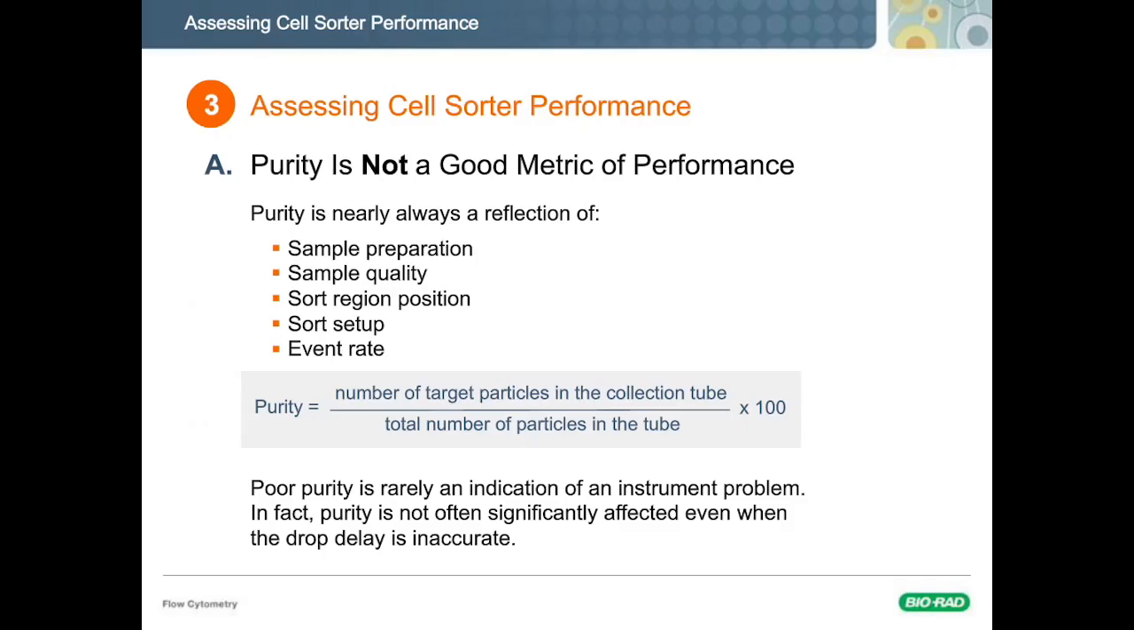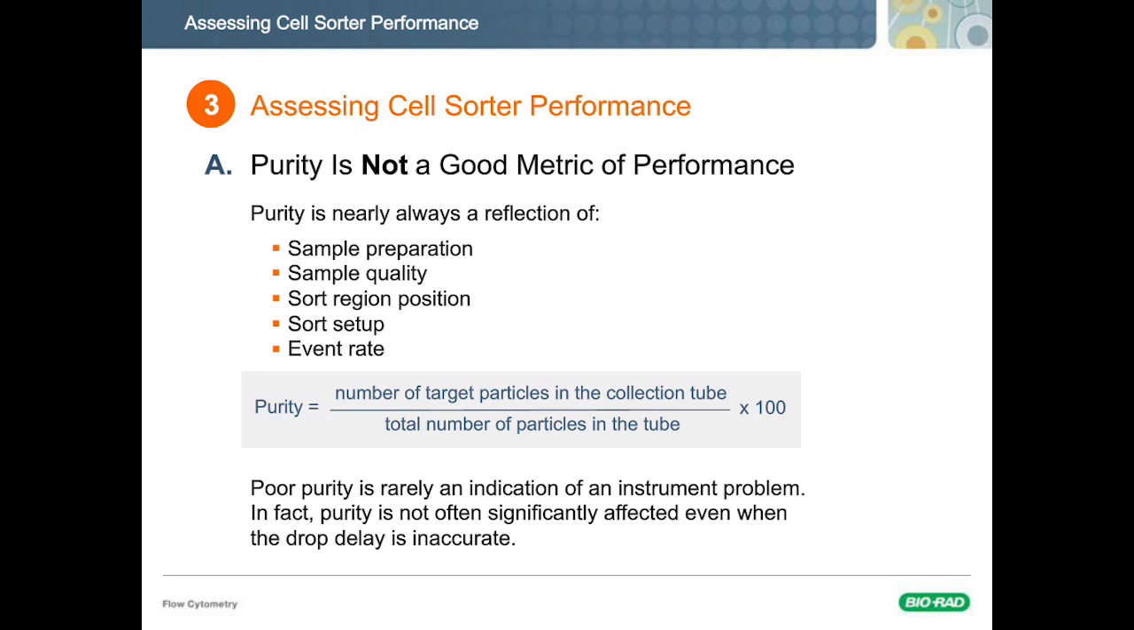Now, we've talked a little bit about purity not being a great metric of performance. And there's a lot of things that go into that. The number one, which actually is performance, we've talked about, is drop delay. Having that set will directly go into purity, but only at high speeds. There's a lot of other things that do directly go into purity regardless of the instrument, mostly related to the sample. The preparation and the quality can have a huge input.